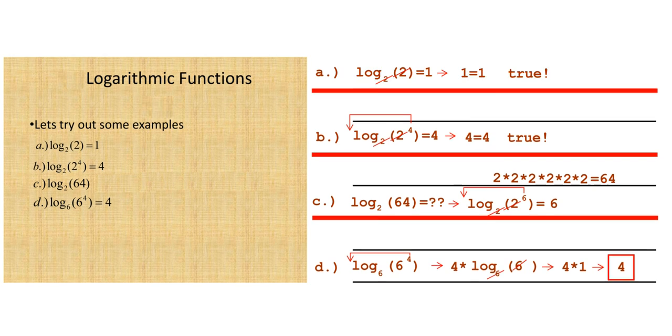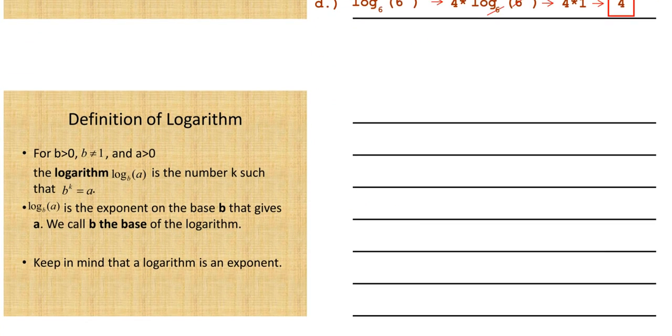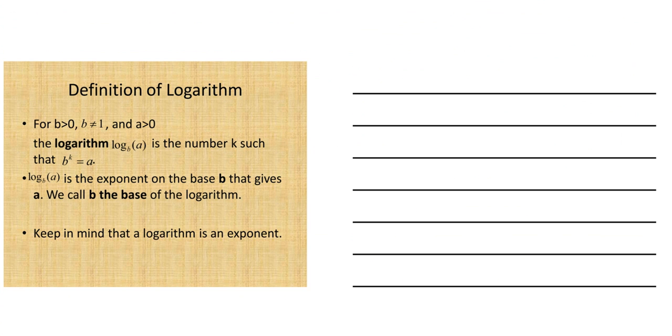Let's talk about a quick definition of a logarithm. Definition of a logarithm. For b greater than 0, b not equal to 1, and a greater than 0. The logarithm, log base b of a, is the number k such that b to the k equals a. So you can have a log, and it can be converted into an exponential format. That's basically all it's stating. Log base b of a is the exponent on the base b that gives a. We call b the base of the logarithm. So once again, notice the b value is what we call the base.